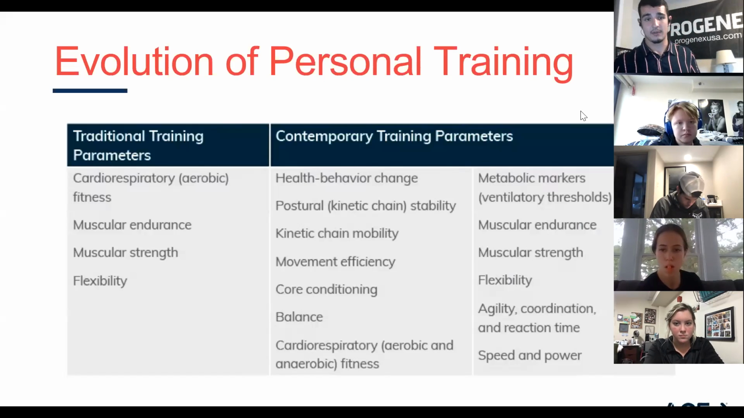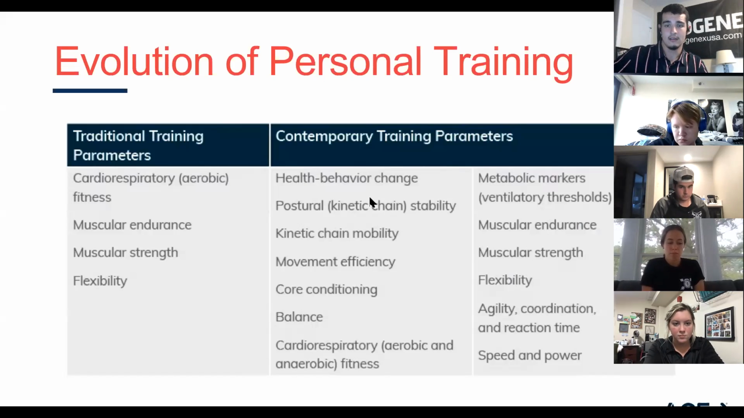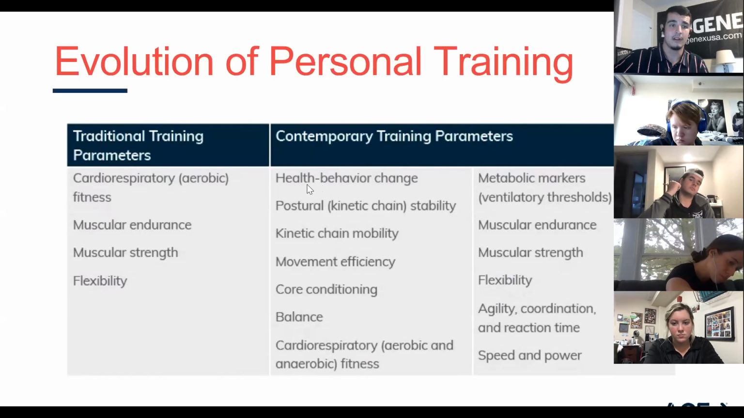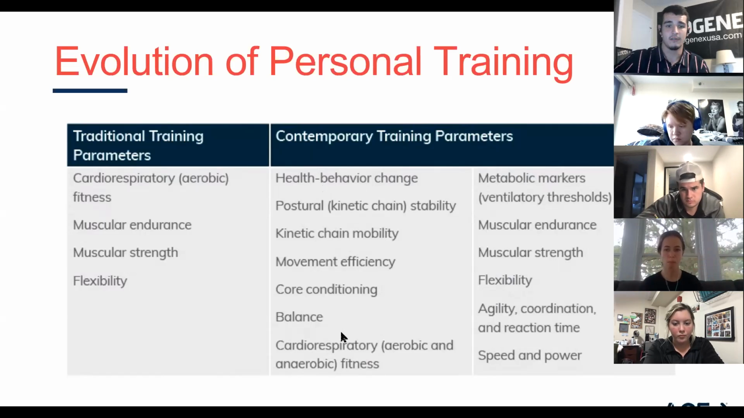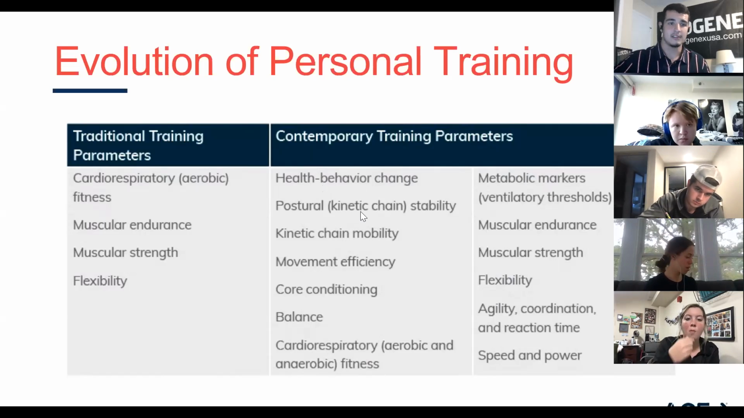And now ACE wants to talk about these contemporary training parameters, which are a lot more multifaceted. So you can see all of these here, right? A lot more to think about. But at the same time, these are very common sense sort of things. I mean, they use big words like kinetic chain mobility and postural stability, but really that just means people know how to move well.